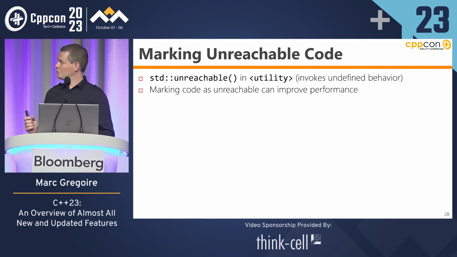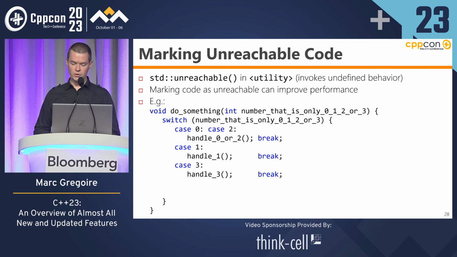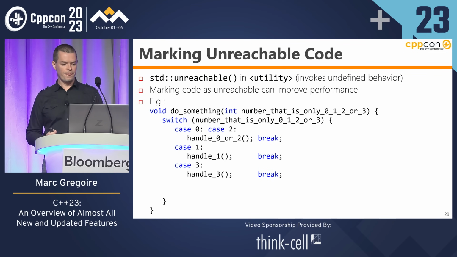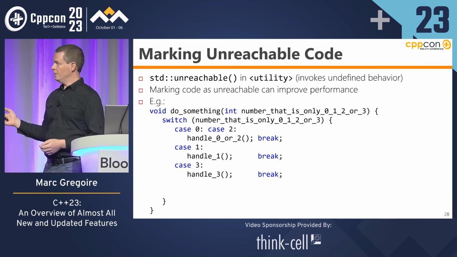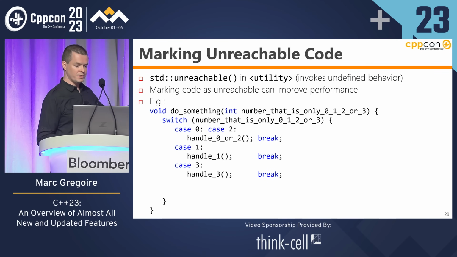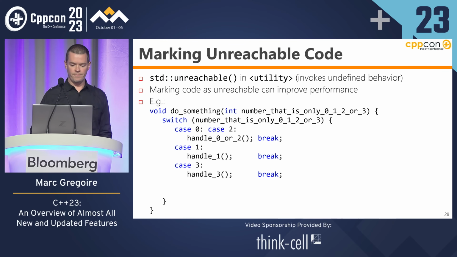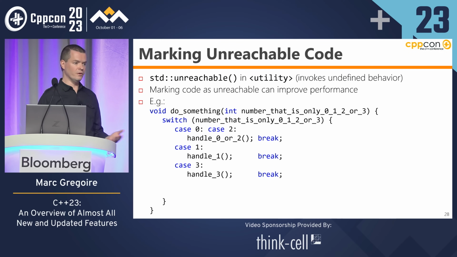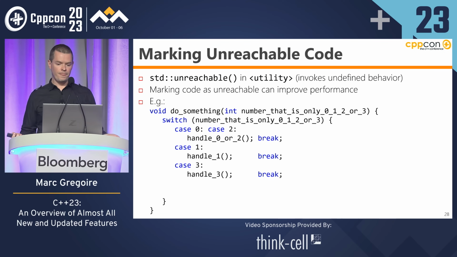So what is this used for? Let's have a look at an example. I have a function here, do_something, accepting an integer. And I know that the integer can only be 0, 1, 2, or 3. Then in the body of this function, I have a switch statement. And as you can see, I'm properly handling all the cases, 0, 1, 2, or 3. But the compiler doesn't know that. The only thing the compiler sees is that I have an integer.